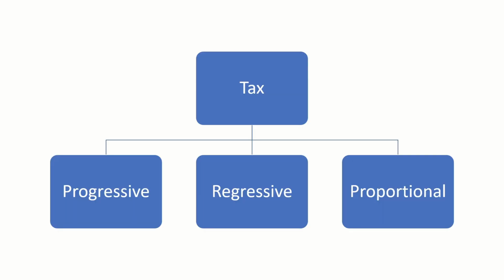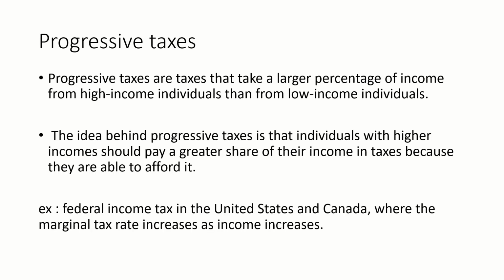Now let's look at how taxes are divided into progressive, regressive and proportional taxes. Progressive taxes. These take a larger percentage of income from high income individuals than from low income individuals. The idea behind progressive taxes is that individuals with higher incomes should pay a greater share of their income in taxes because they are able to afford it, such as federal income tax in the United States and Canada, where the marginal tax rate increases as the income increases.